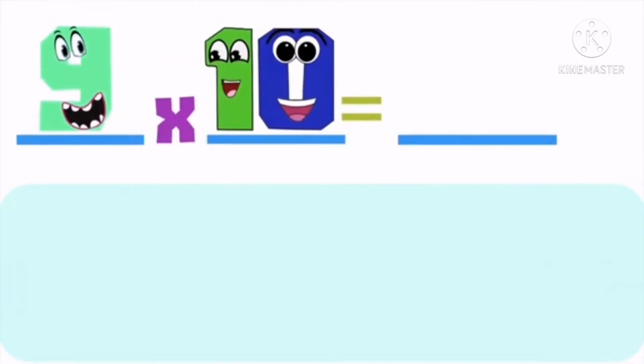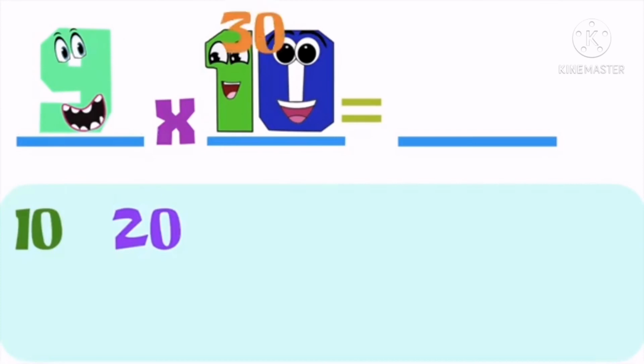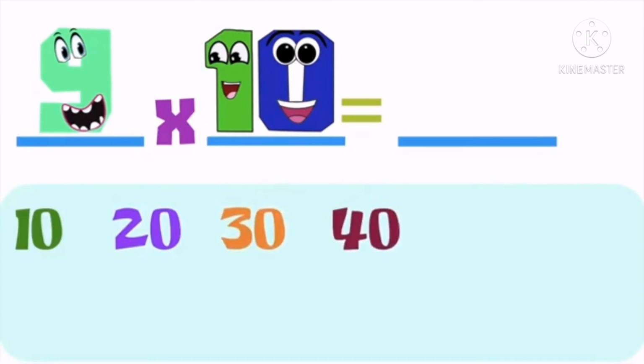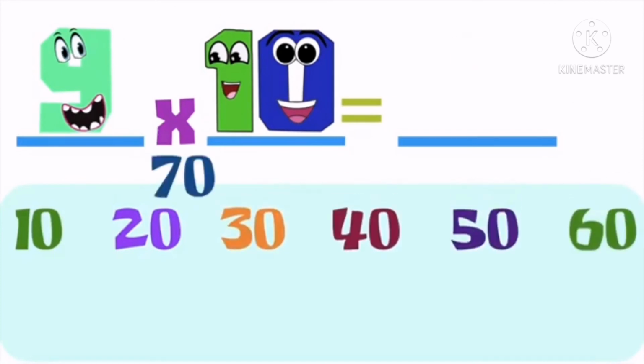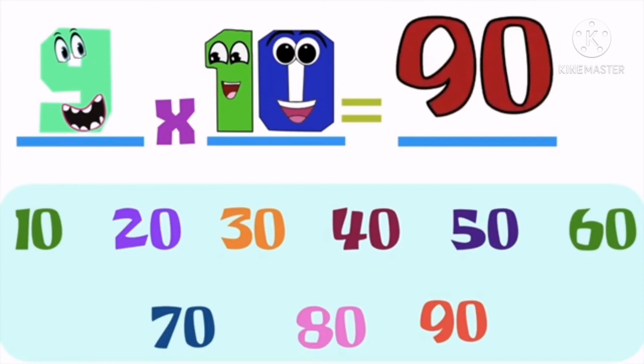How about this example? 9 times 10 is equal to blank. So what is the product? We can use skip counting by 10 until we reach the 9th multiple. So 10, 20, 30, 40, 50, 60, 70, 80, 90. So 9 times 10 is equal to 90.